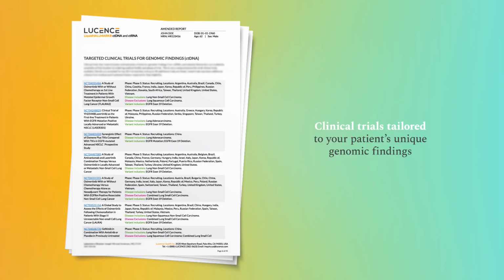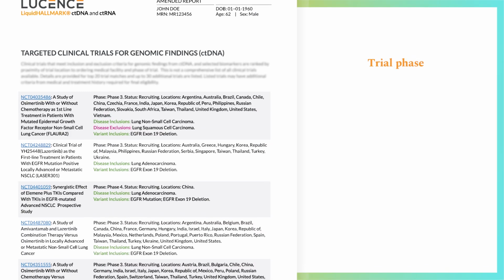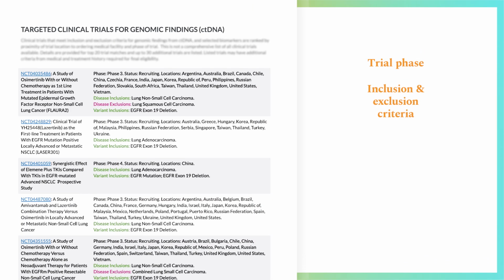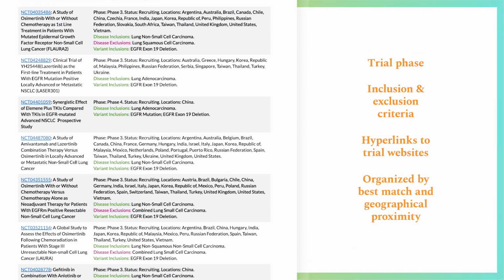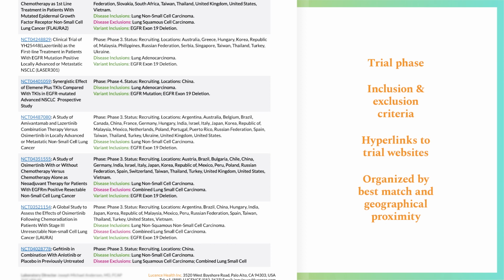Next, you'll see a list of clinical trials tailored to your patient's unique genomic findings. Trial phase, inclusion, and exclusion criteria, as well as hyperlinks to trial websites are included. Results are organized by best match and geographical proximity to your patient.